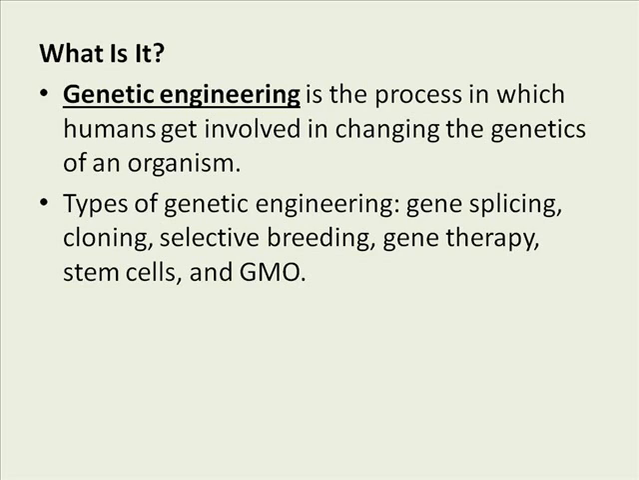The 6 categories we're going to talk about are gene splicing, cloning, selective breeding, gene therapy, stem cells, and GMOs. With each of these, we will talk about what the definition is of each of these types of genetic engineering, and I will show you examples of them.